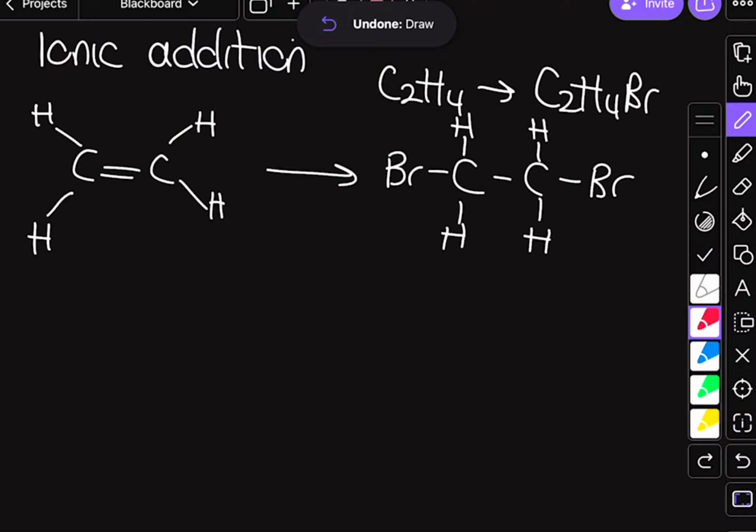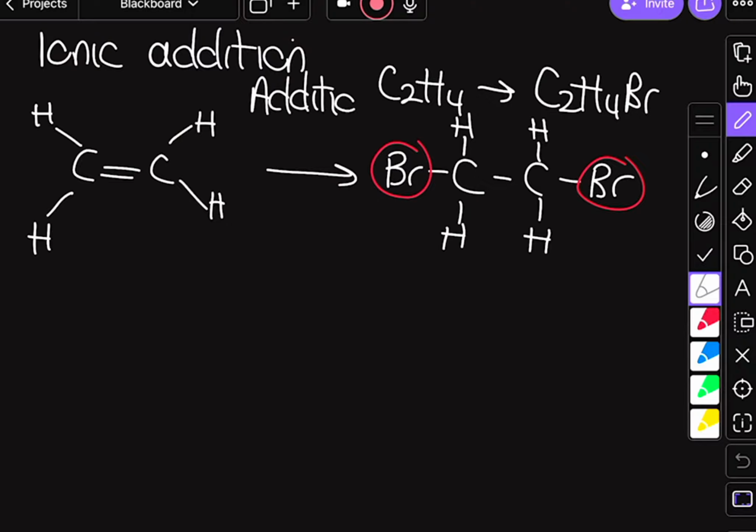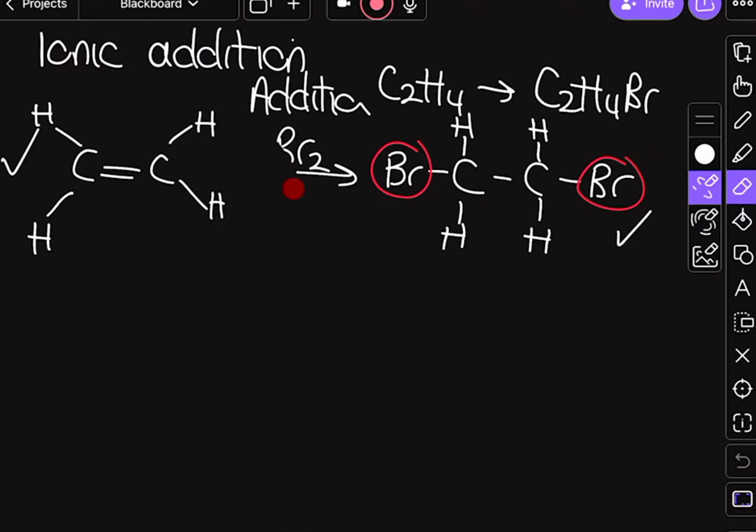So what do we have as we go left to right? Well, we have added on these bromines, so it must be an addition, and our reagent in this instance is Br2, no catalyst. So I have said that when I'm doing this, I draw my formula here on the left and I draw my formula here on the right, and I start my ionic addition in that way.